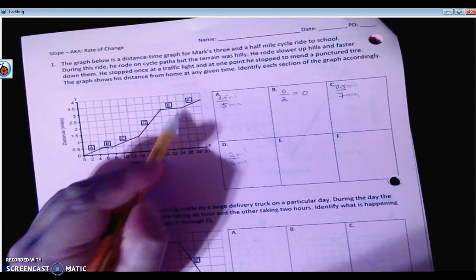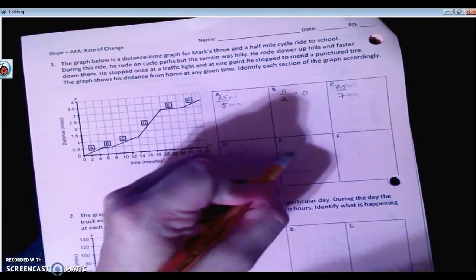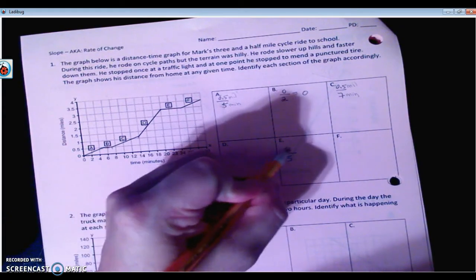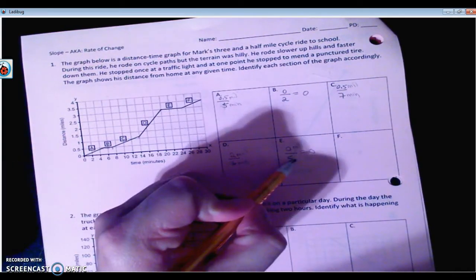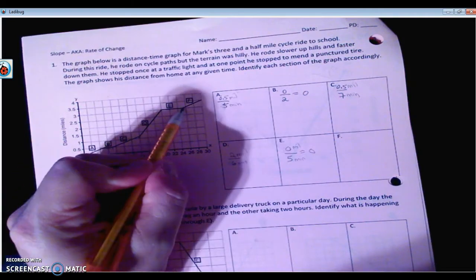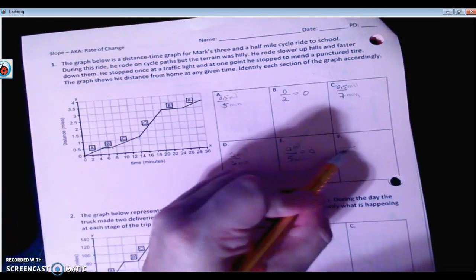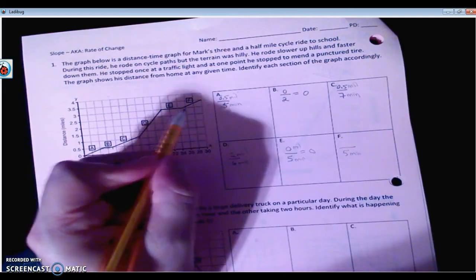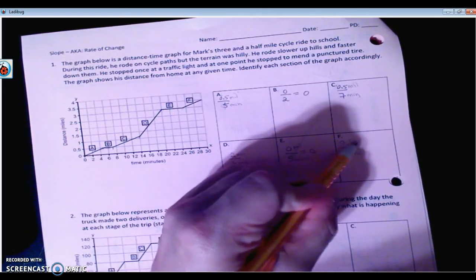And then E, from 20 to about 25, so that was 5 minutes. He hasn't gone anywhere, so we have another slope of 0. So 0 miles in 5 minutes. And then from about 25 to 30, so again another 5 minutes, he went a half a mile.